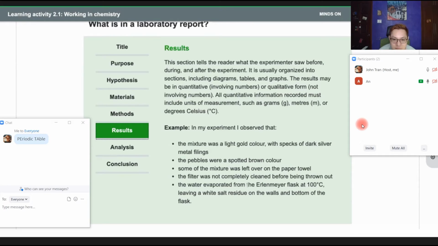The water evaporated from the Erlenmeyer flask at 100 degrees Celsius, leaving a white salt residue on the walls and bottom of the flask. Residue is basically what is left over after everything else has gone.